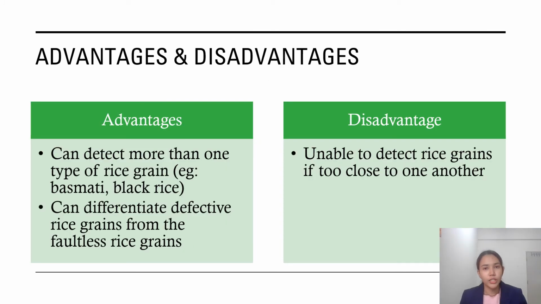Based on our project, we have found several advantages and disadvantages. The first advantage that we found in our project is our project can detect more than one type of rice grain. The second advantage of our project is our project can differentiate defective rice grain from the faultless rice grain. For the disadvantages, our project is unable to detect rice grain if it's too close to another.